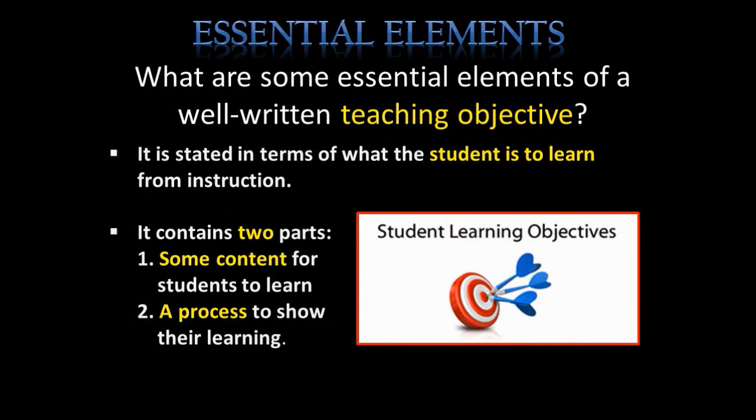Essential elements of a well-written teaching objective. What are some essential elements of a well-written teaching objective? It is stated in terms of what the student is to learn from instruction. It contains two parts, some content for students to learn and a process to show their learning.